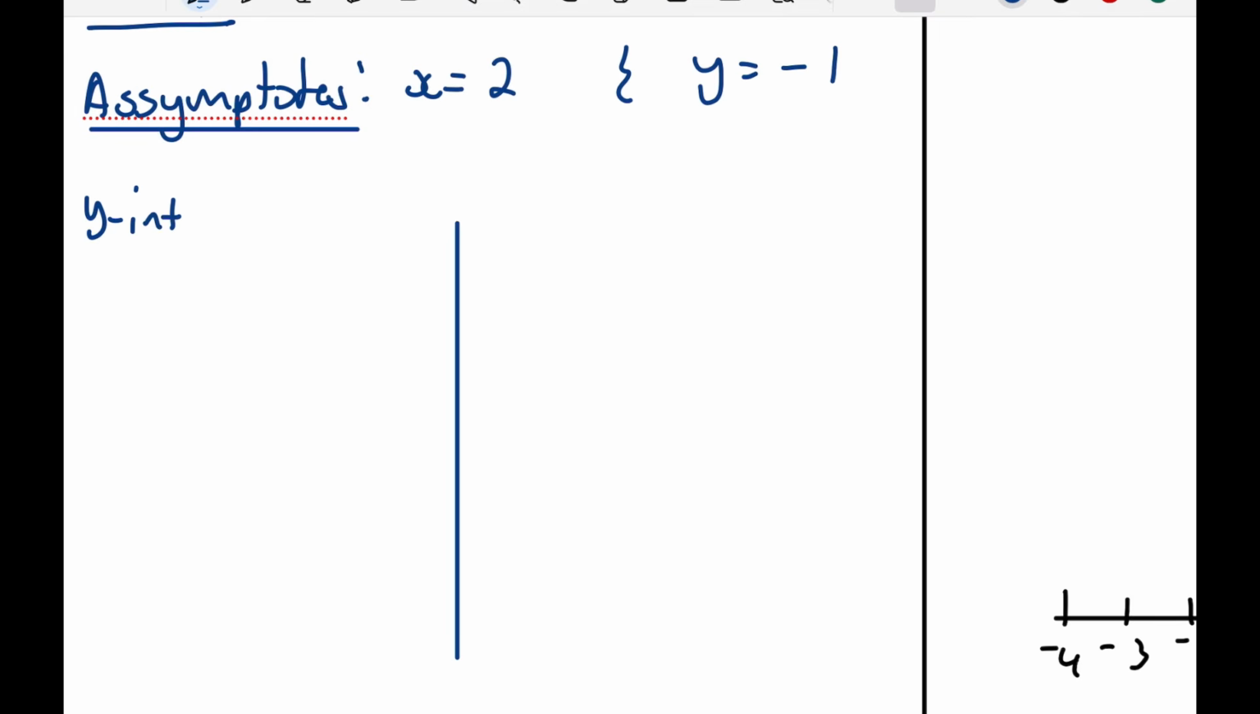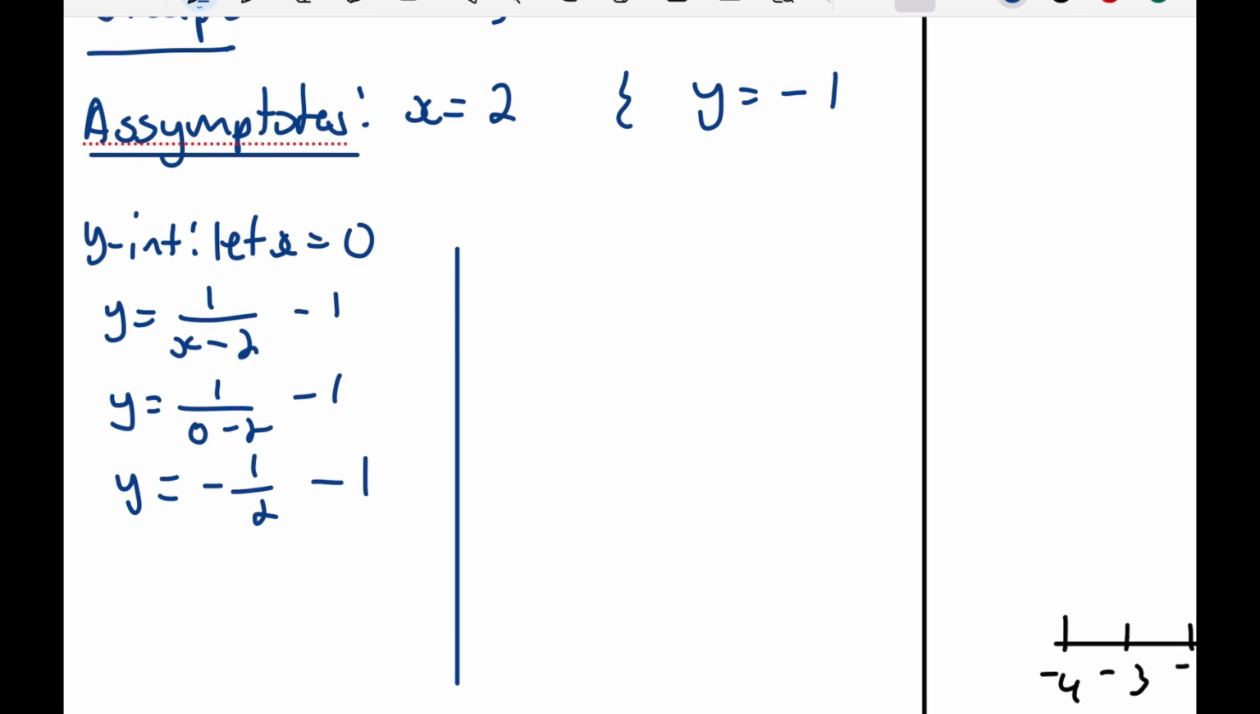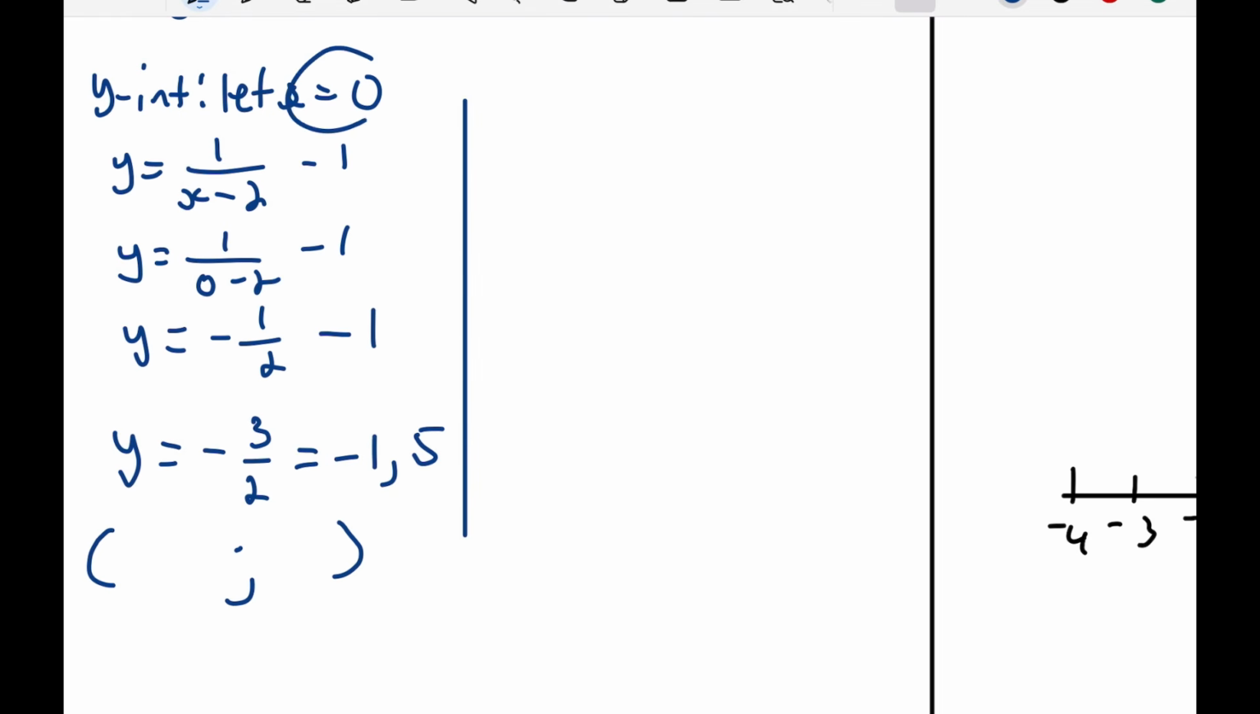To find y-intercepts, we always let x be 0. And so, in our case, we know y is equal to 1 over x minus 2 minus 1. In place of x, we put 0. So we have y is 1 over 0 minus 2 minus 1, which is negative a half minus 1. Now, negative a half minus 1 gives us negative 3 over 2, or in other words, negative 1 comma 5, which means our y-intercept has an x value of 0 and a y value of negative 1 comma 5.